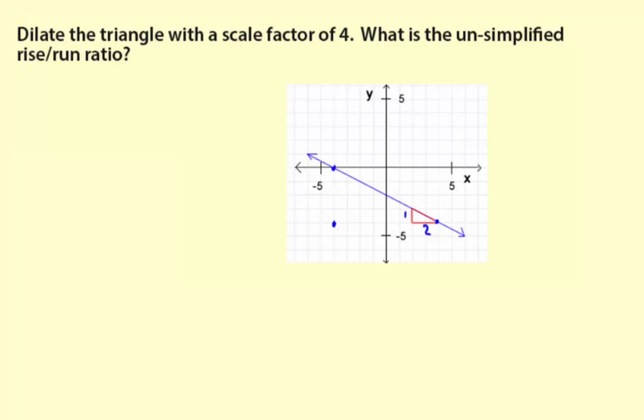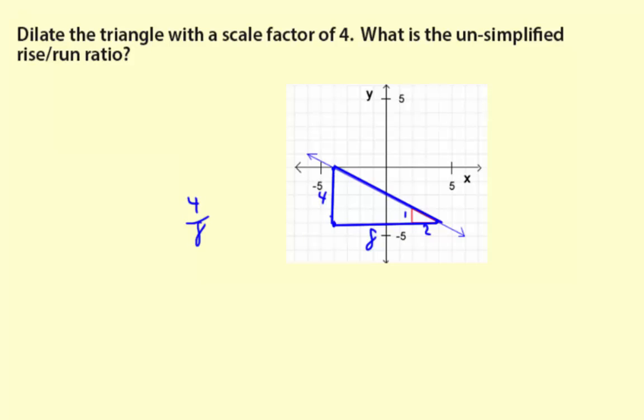So these are the vertices. Now I'll draw the sides of the triangle. Okay, so there we go. And this is 4 by 8. So the rise to run ratio, unsimplified, it is 4 to 8.